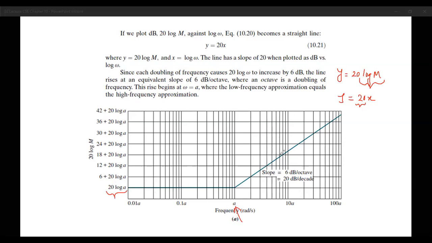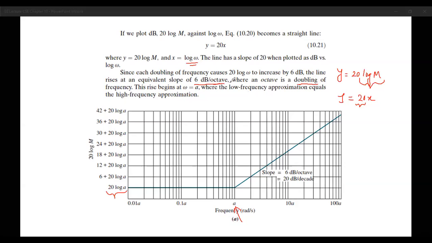So this 20 log with the frequency that is changing, there are two ways of doing it. One is doubling the frequency. If you double the frequency, what will be the magnitude? Doubling the frequency means log 2, so as you can see, it will be increasing by 6 dB per octave. Octave is nothing but doubling the frequency.